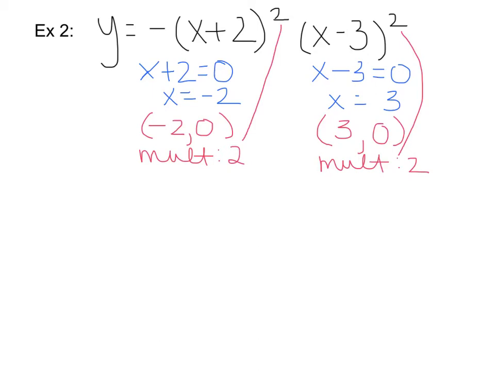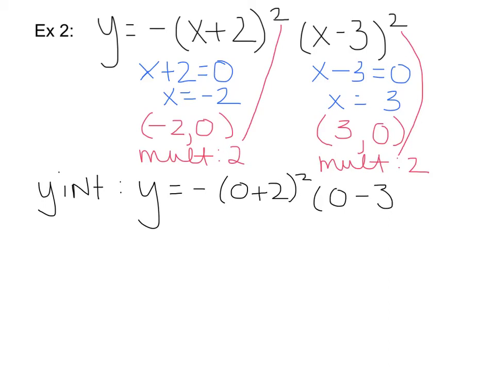Let's find the y-intercept. To find the y-intercept, we plug in 0 for x, so we get y equals negative (0 plus 2) squared times (0 minus 3) squared. And when you multiply that all together, you get (0, negative 36). Now that's a really large y-intercept, so I might just rough where that is on the graph since it is really big, but I just wanted that to be an extra point for us.